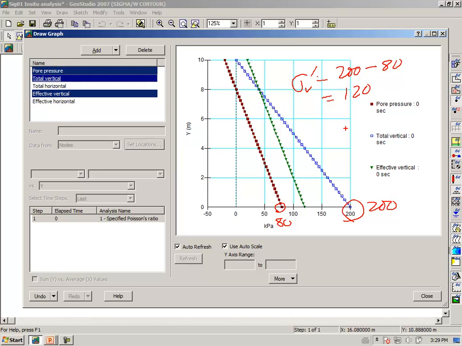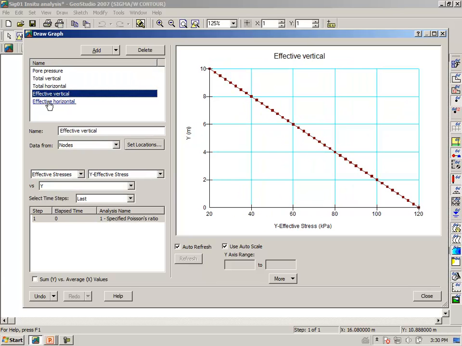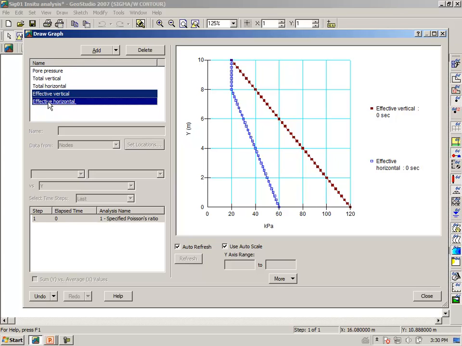and therefore, if we have done everything correct, sigma horizontal effective should be equal to 120 times 0.5 should be equal to 60. And if we now plot the effective vertical and the effective horizontal, we indeed see that, as we had just calculated by hand, the effective horizontal is 60 kPa.